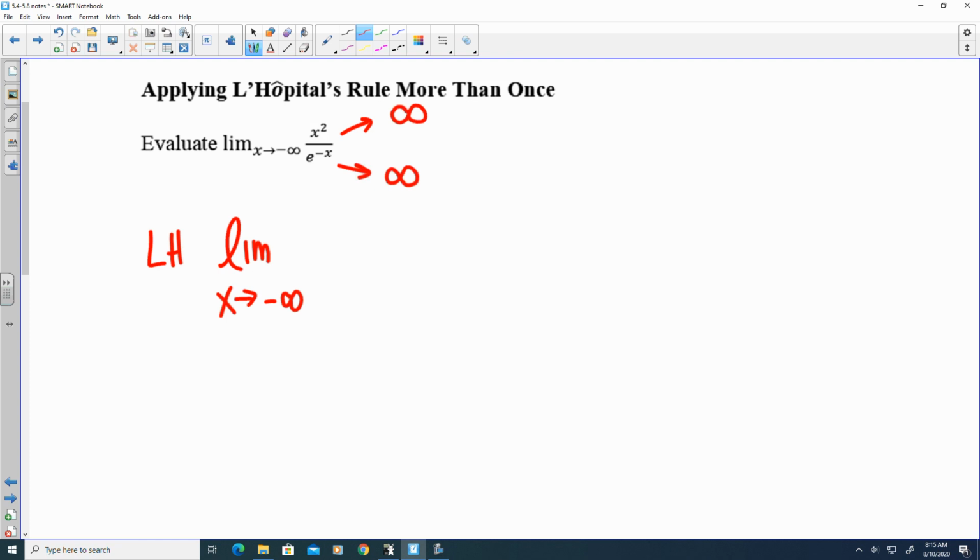The top becomes 2x and the bottom becomes negative e to the negative x. Now as I quote unquote plug in negative infinity, the top goes to negative infinity and the bottom goes to negative infinity. So that's still one of the indeterminate forms that we talked about. When we have an indeterminate form, we have to do L'Hopital's again.